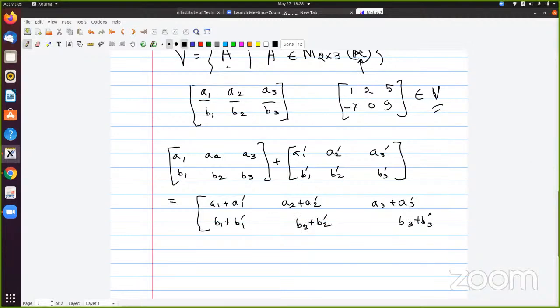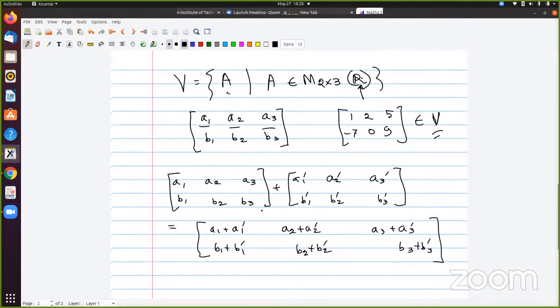So is this addition closed under this operation? Is this vector space closed under this addition? Closed means I am taking two elements, this is my A, this is my B. I am adding these two. The result which I am getting, is this inside V? So when I am adding 2 cross 3 matrices, I am getting again a 2 cross 3 matrix.